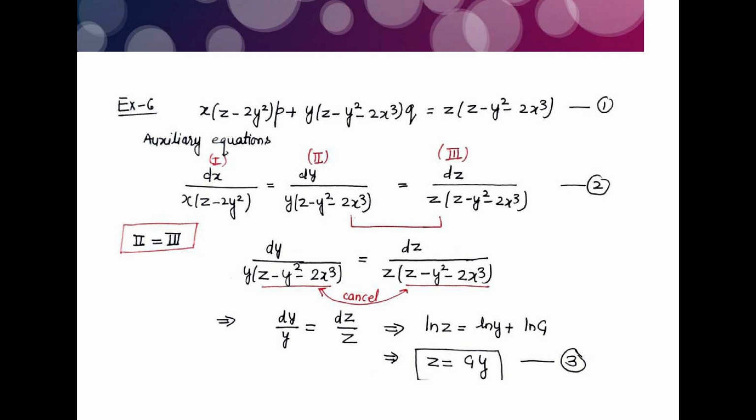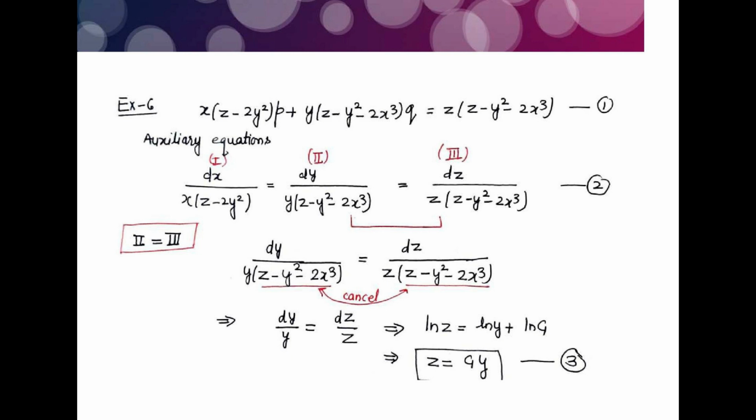Consider the partial differential equation given by 1. We can write down the auxiliary equations here. See the equation number 2, dx upon x into z minus 2y square. This is equal to dy divided by y into z minus y square minus 2x cube. This is equal to dz divided by z into z minus y square minus 2x cube. I am denoting these three ratios as 1, 2 and 3. I have marked these numbers by red color.